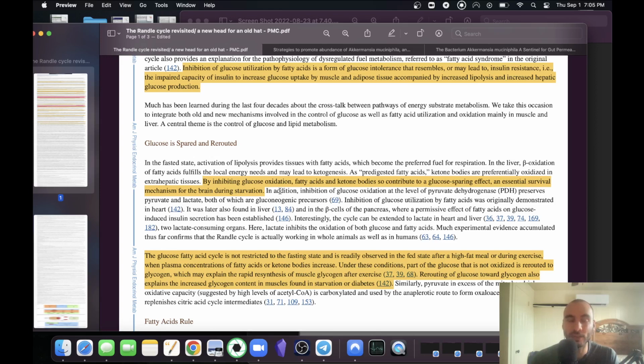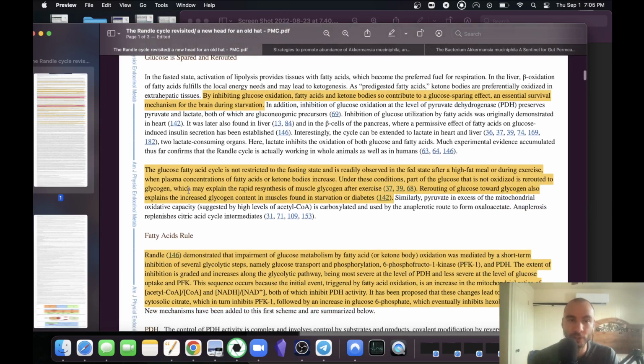Even with ketone production, which the central nervous system can use, there's still a large percentage of glucose oxidation that will occur even with ketones present. So the ketones are a survival mechanism as well, as is the rest of the body using fatty acids and sparing that glucose for the tissues that need it. They continue further here. They say the glucose fatty acid cycle is not restricted to the fasting state and is readily observed in the fed state after a high-fat meal, or during exercise, when plasma concentrations of fatty acids or ketone bodies increase.